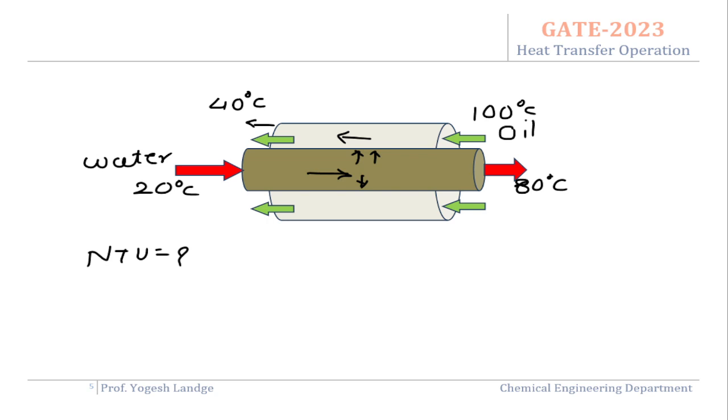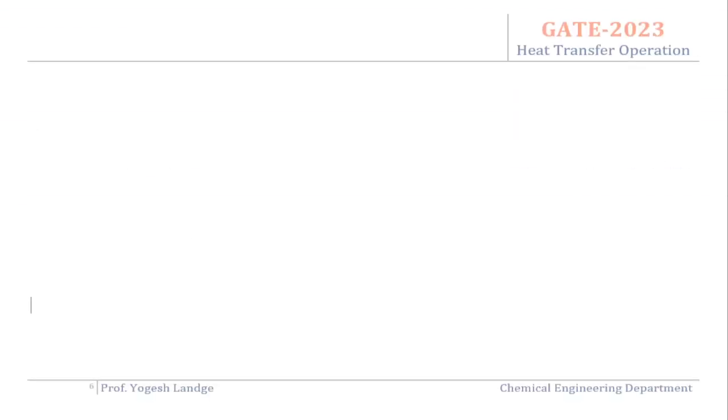So we need to find the NTU, and for that we first write down the formula. The general formula for NTU is NTU equals U, the overall heat transfer coefficient, times the surface area A, divided by C minimum. C minimum we can calculate from the mass flow rate and the specific heat. So first we will write the data which is mentioned here, and then solve the numerical.